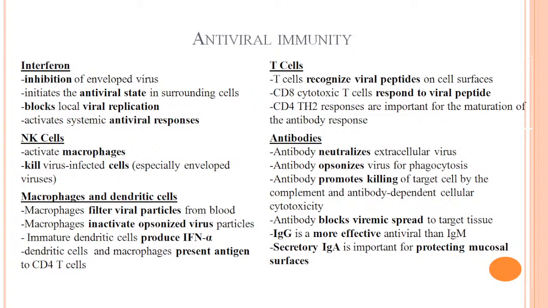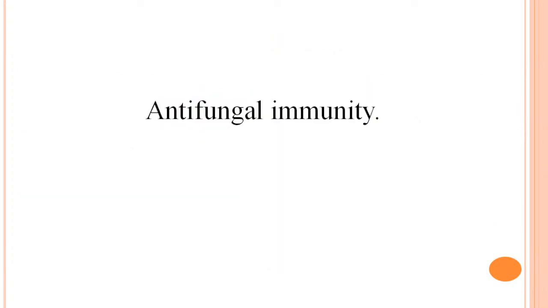What else? Antibodies also block viremic spread to target tissues. They cover the surface of viruses and block them. IgG is a more effective antiviral immunoglobulin than IgM. And another one, secretory IgA, is important for protection of mucosal surfaces. You know that secretory IgA is produced on the surface of mucosal membranes, so it provides local protection.